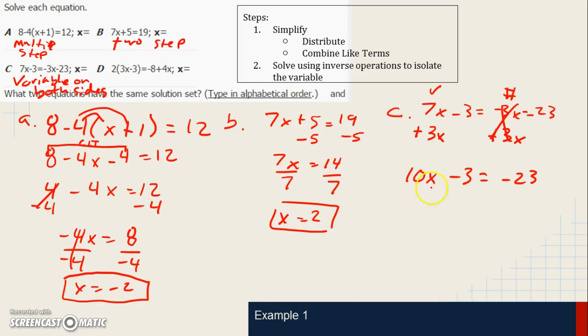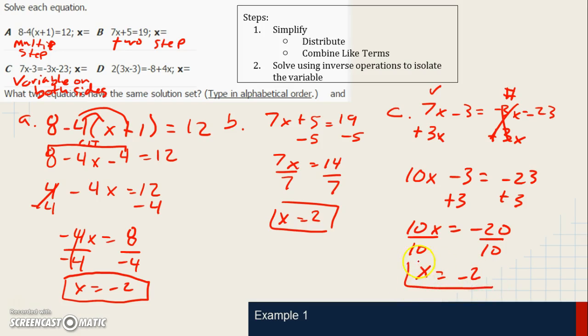So I can go ahead and start eliminating the numbers now using inverse operations, just like we did in the 2-step. We're going to start by eliminating the subtraction first by adding 3 to both sides. And we are left with 10x equals -23 plus 3 is -20. And now we can eliminate the multiplication by dividing both sides by 10, and we get x equals -20 divided by 10 is -2.